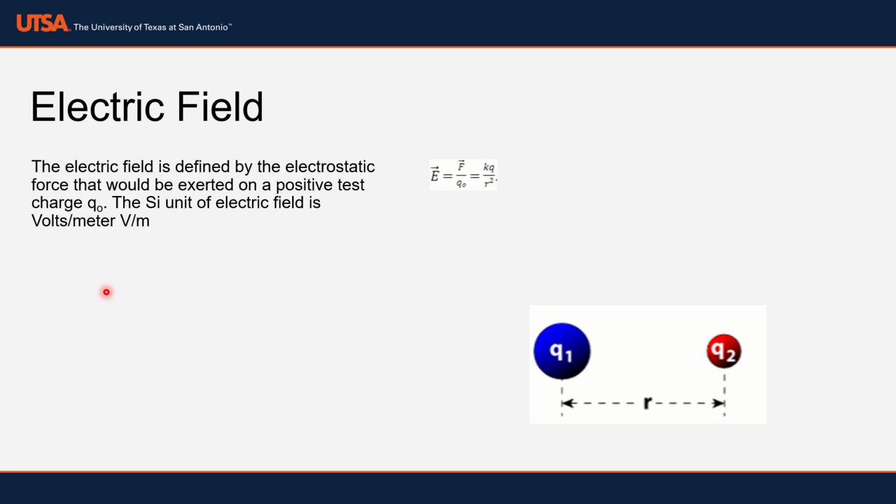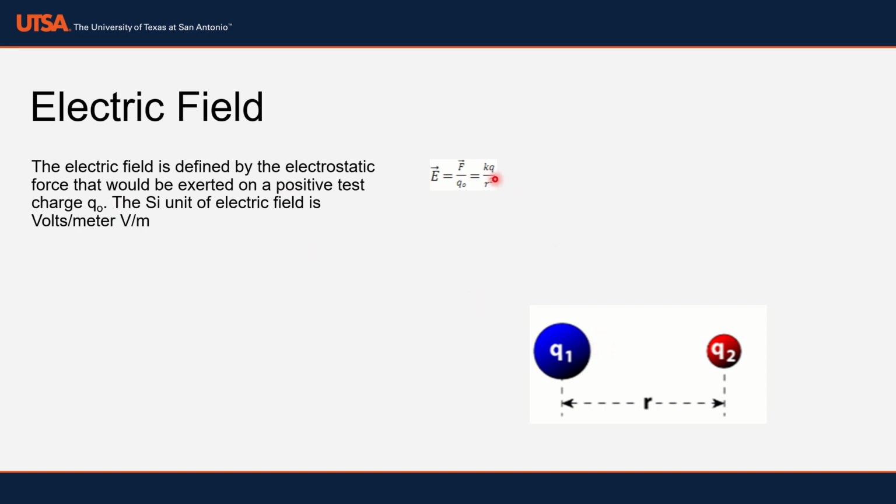Now, let's define what an electric field is. Faraday, and some of the early physicists, wanted to describe what is happening between two charged particles. Let's say this one's negative, this one's positive. What is the electric field at these points? The electric field describes the electrostatic force that would be exerted on a positive test charge, Q naught, at a given point.